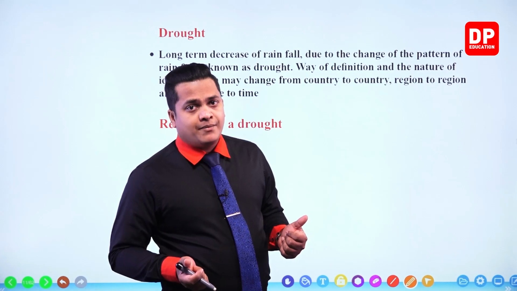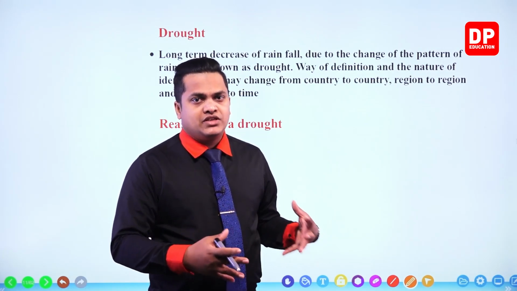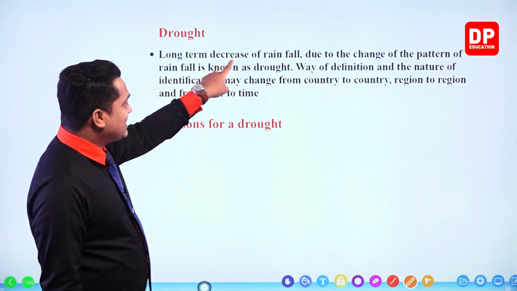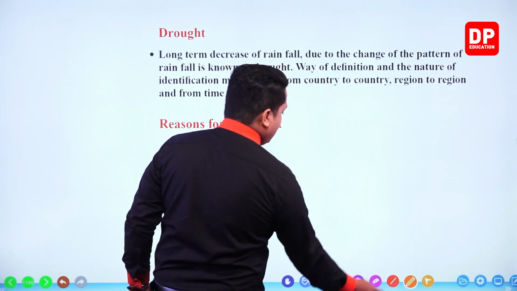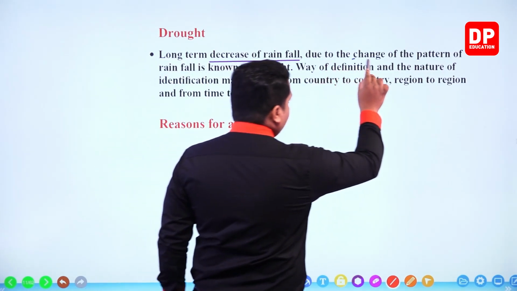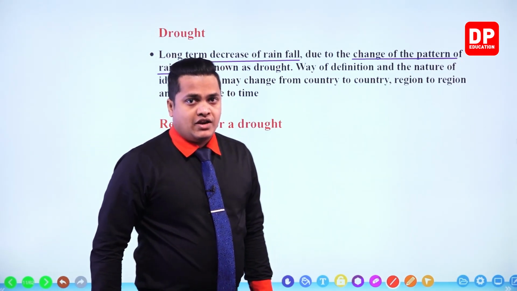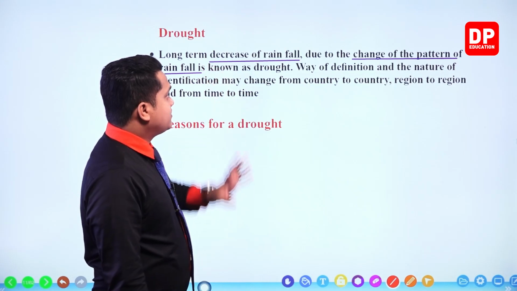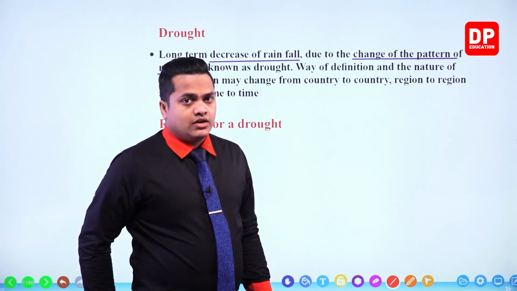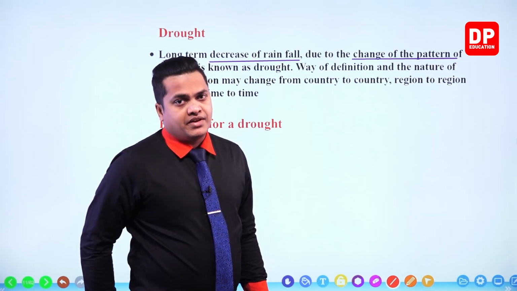So in that case, what will happen? People will not be able to do their day-to-day activities using this water. This mainly happens because of what? Because of the decrease of rainfall, due to the changing pattern of rainfall. So due to the change in the pattern of rainfall and the decrease of rainfall, the condition that occurs can be referred to as a drought.